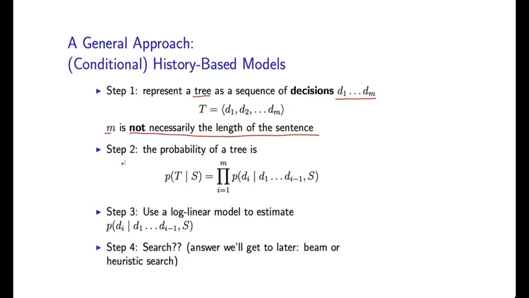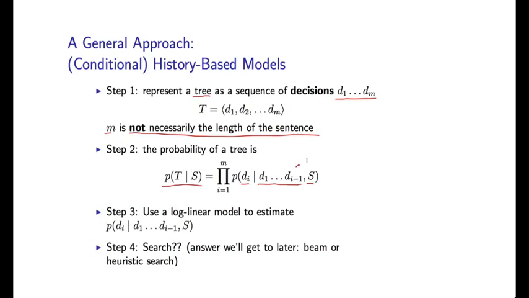The second step is to use the chain rule to decompose the probability as follows. The conditional probability of the tree T given a sentence S is going to be a product of terms where at each point I have the conditional probability of the ith decision in my sequence, and I condition on the i-1 previous decisions, and in addition the sentence, which is input to the model.